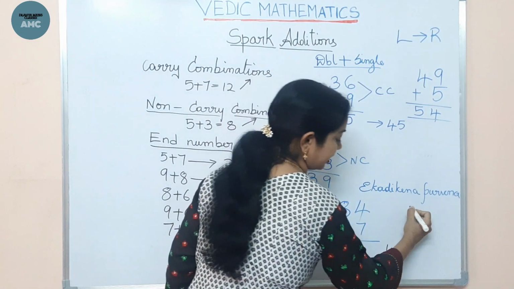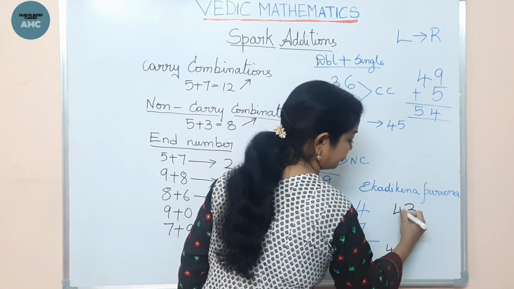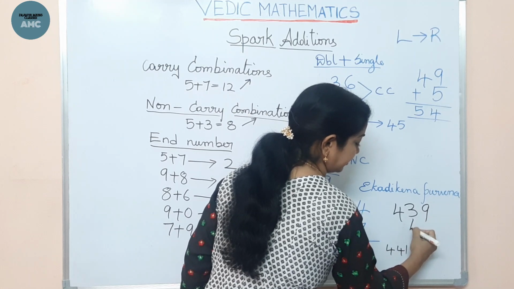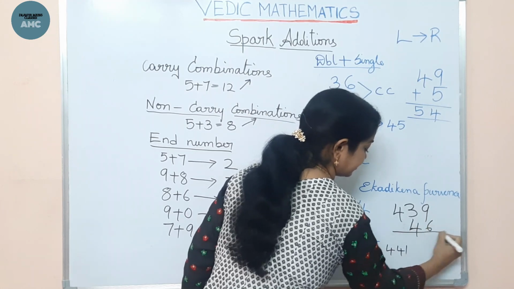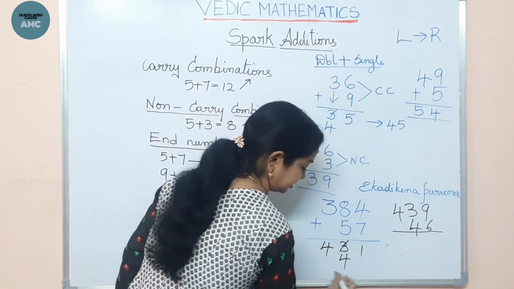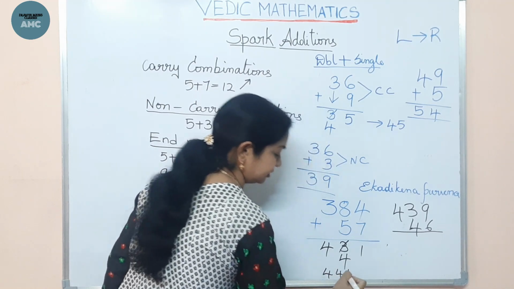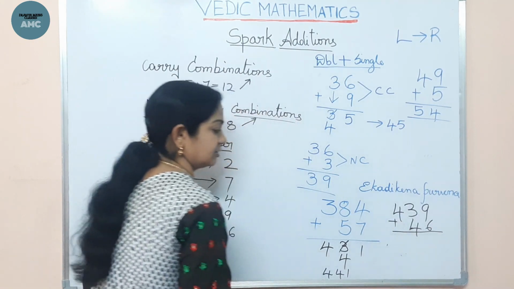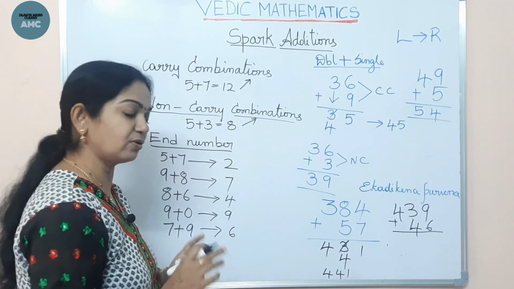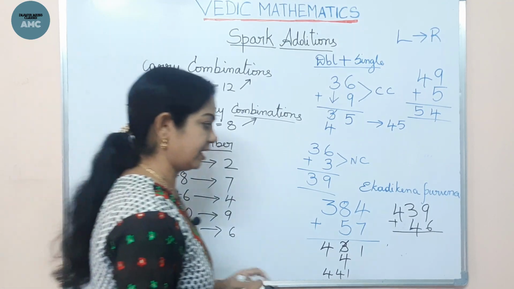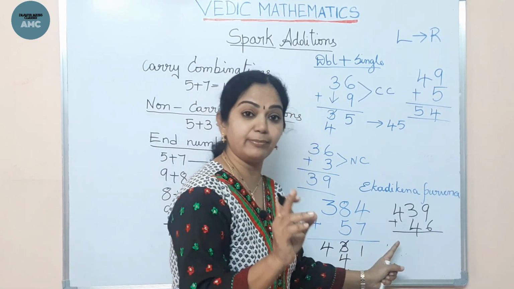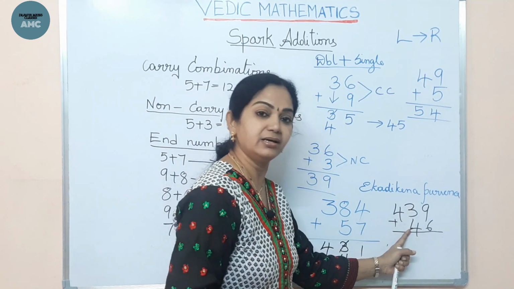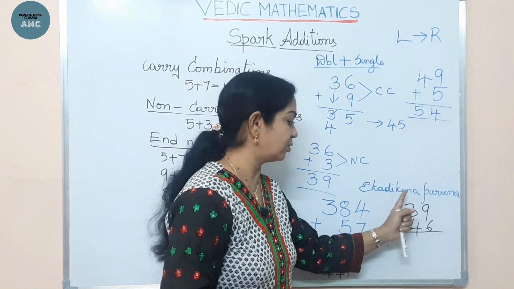Now let me take another example. 496 plus 40 and 46, right here. This comes to 441 here. I've taken a combination of non-carry and carry combination right here. 4, I'm not saying but, because the next numbers are not carry, they are non-carry.